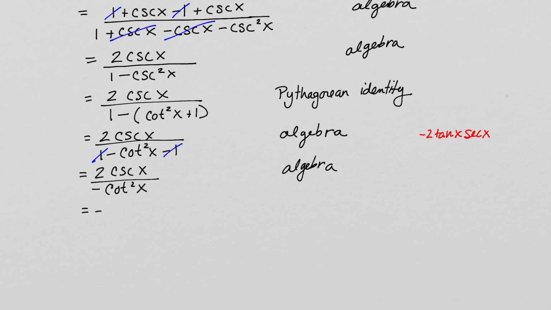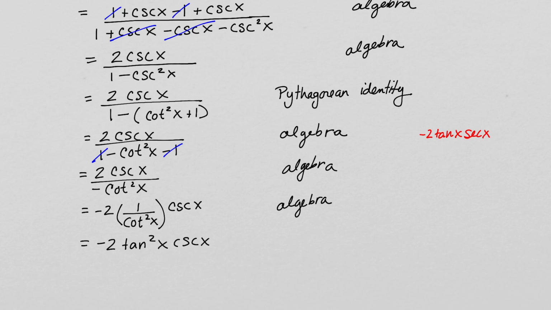So I could write this as minus 2 times 1 over cotangent squared x times cosecant x. I've just rearranged terms a little bit. Again, this is just some algebra steps. There's usually a lot of algebra steps. But the reason this is helpful is because 1 over cotangent, we talked about with the reciprocal identities, is actually just tangent. So this is minus 2 tangent squared x cosecant x. And that's from the reciprocal identity.